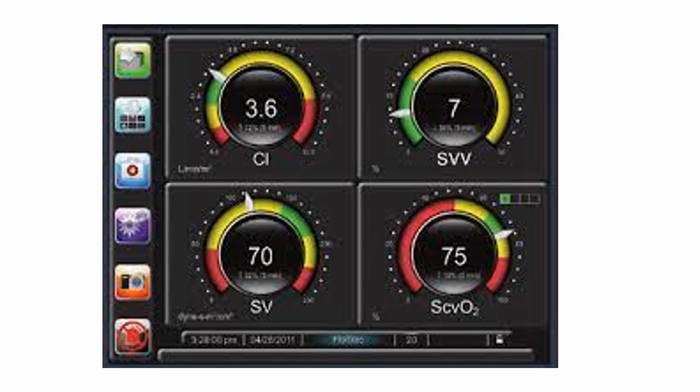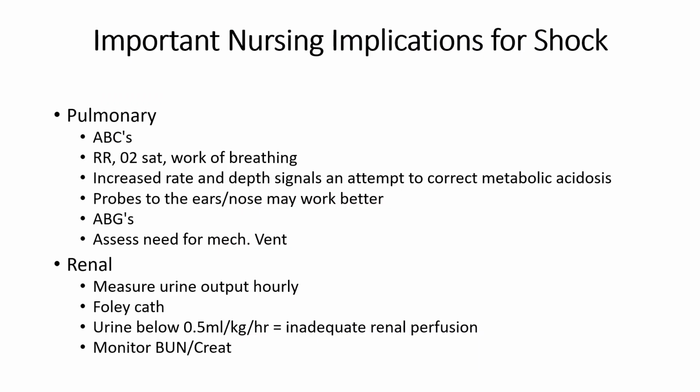We use this often. And it's a great indicator to the provider on how well our heart is functioning, especially for patients in either cardiogenic shock or septic shock. It's a great visual. Do I want you to know these numbers? No, I just thought it would be interesting for you to see. So, continuing with important nursing implications for shock, pulmonary.